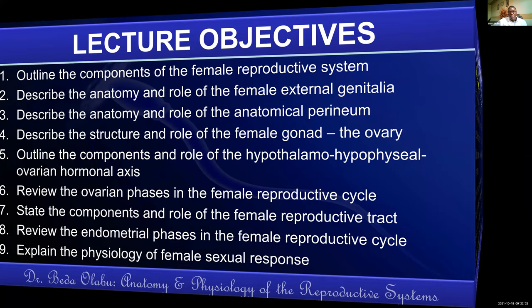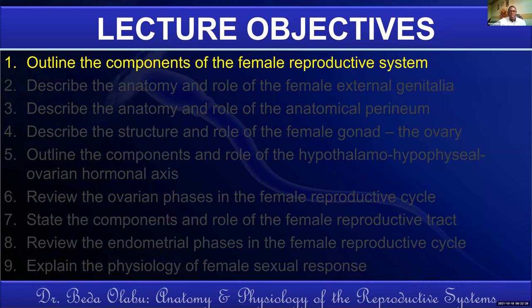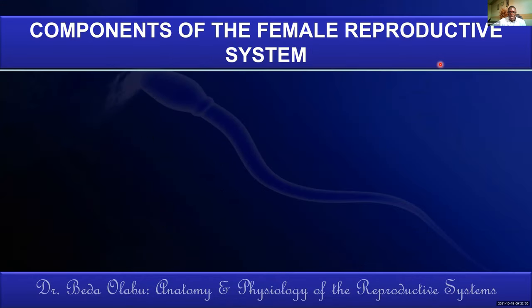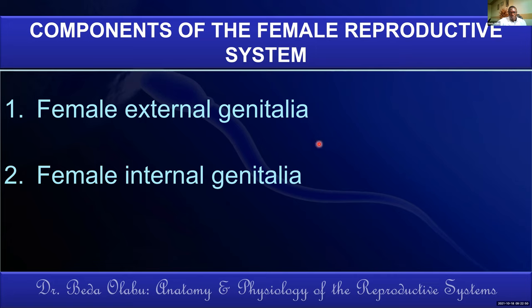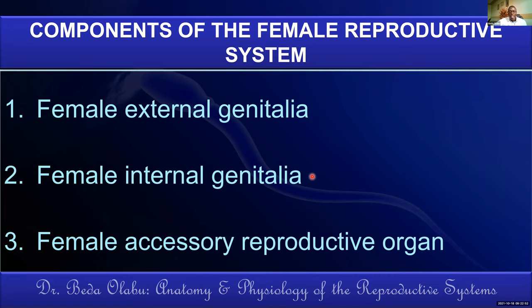So let's just go straight to the first key agenda, which is the anatomy, which is the components of the female reproductive system, just outlining the components. We can divide the components of the female reproductive system into three. We have the female external genitalia, we have the female internal genitalia, and we have the female accessory organ of reproduction. When you talk of the female accessory organ of reproduction, we are primarily referring to the female breast.